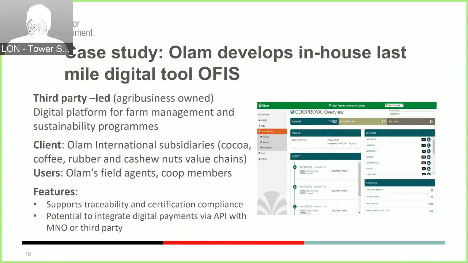Finally, but not least, Connected Farmer is being licensed for a fee, while Olam is disseminated across their subsidiaries, mostly in Africa, but the plan is to roll out worldwide. So I think that concludes our 4 case studies.